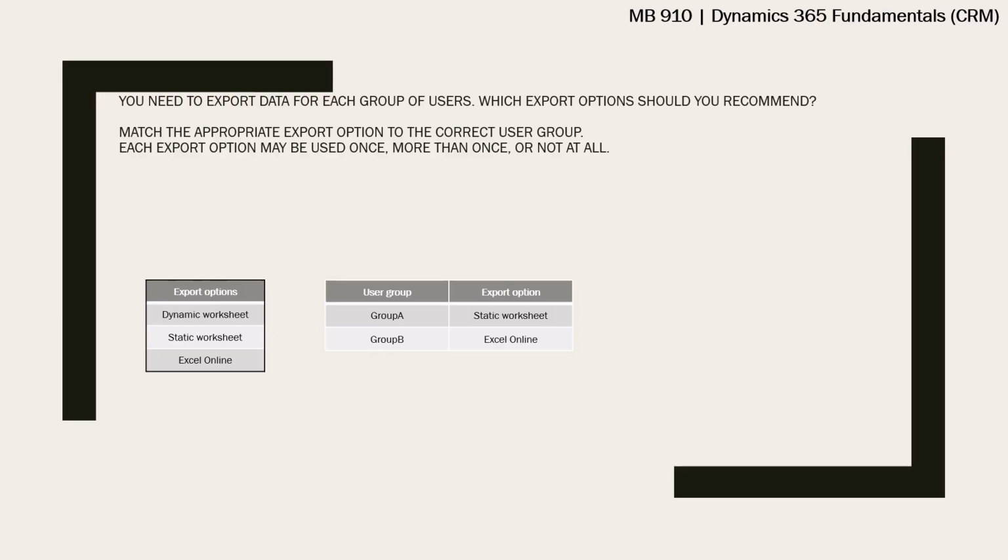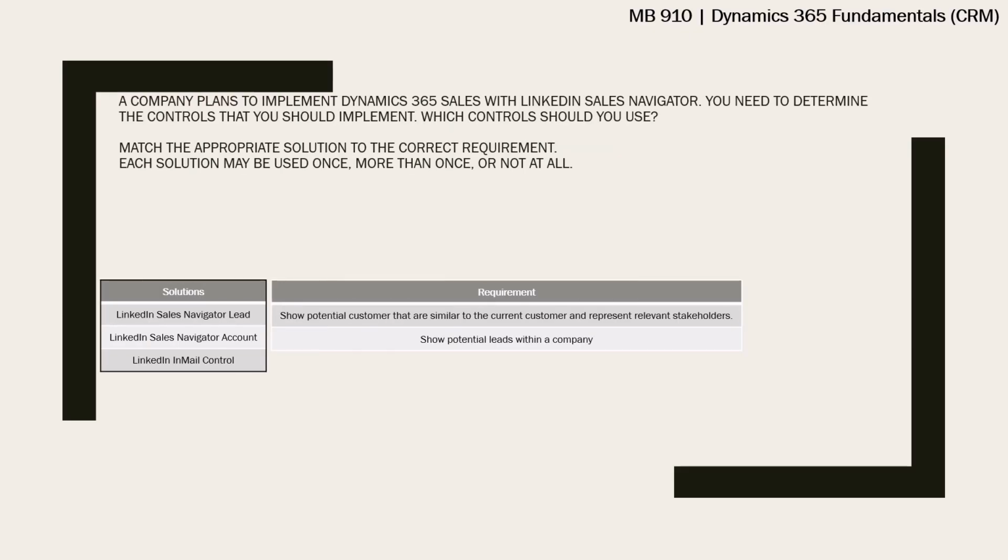A company plans to implement Dynamics 365 Sales with LinkedIn Sales Navigator. You need to determine the controls that you should implement. Which controls should you use? Match the appropriate solution to the correct requirement. Each solution may be used once, more than once, or not at all.